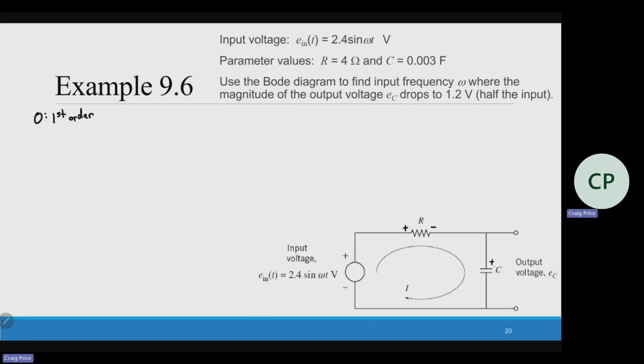I've got my diagram here. So we have a current. We have a sinusoidal voltage. Input, output. Obviously, the input is E_N, and the output is E sub C, the capacitor voltage, which is our output voltage.